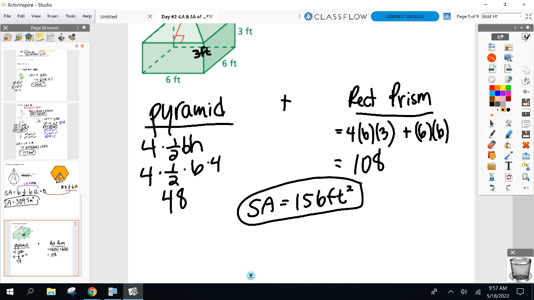Not bad for a 31-minute class here. Don't skip the hexagon tonight. Don't skip it.